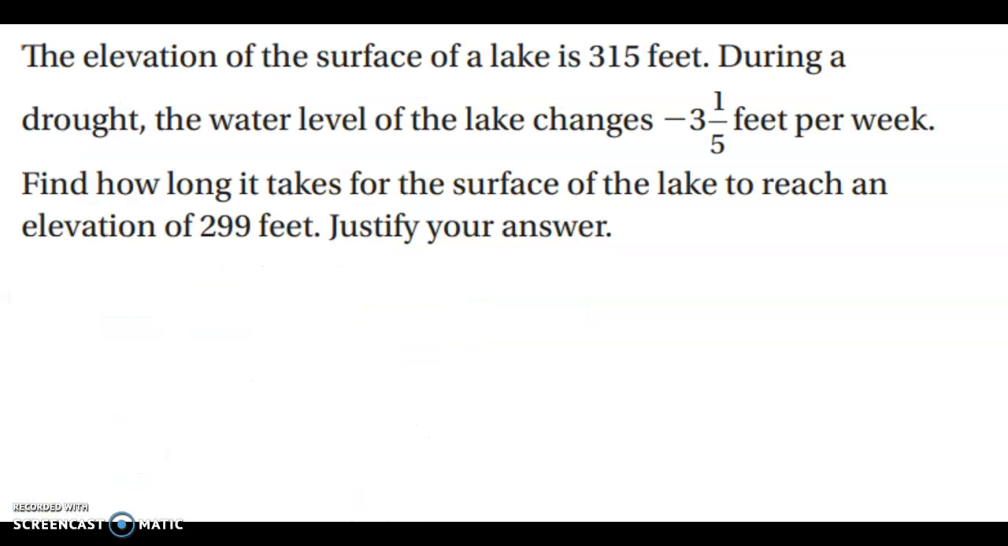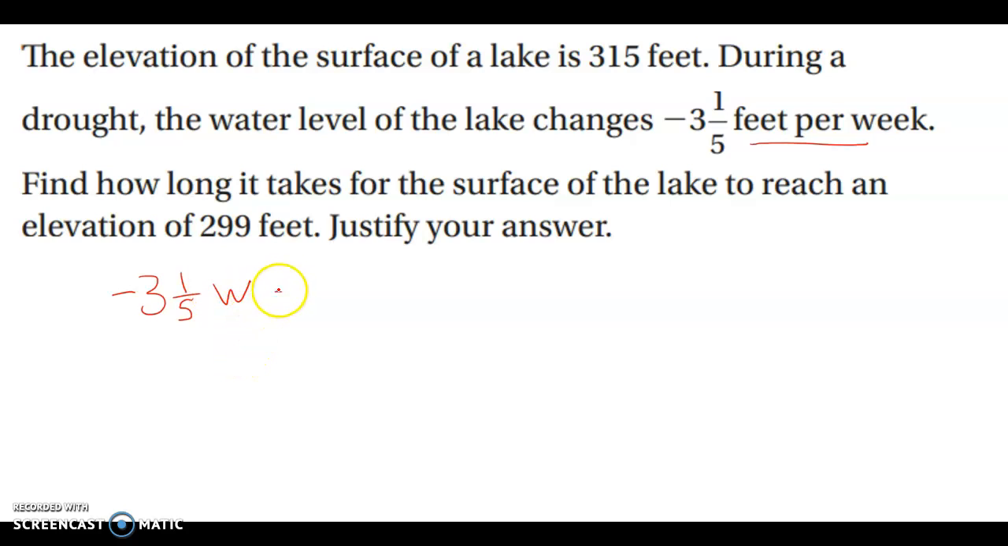So the elevation of the surface of a lake is 315 feet. During a drought, the water level of the lake changes -3 1/5 feet per week. Find how long it takes for the surface of the lake to reach an elevation of 299 feet. Justify your answer. So it's -3 1/5 feet per week. So we'll use letter W for week.